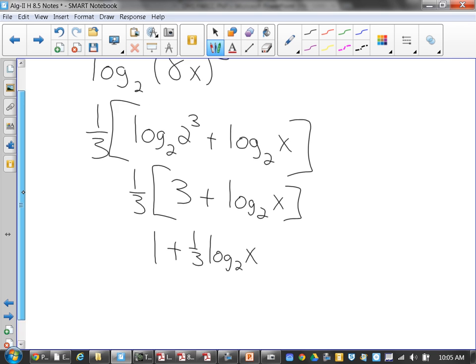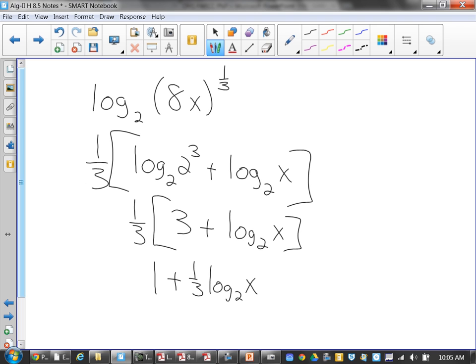Now, you might have recognized this earlier. That's a cube root, right? Could I have taken the cube root of 8 and done log base 2 of 2 right then and there? You could have done that also. There are little tricks that you'll pick up on these things as you go.